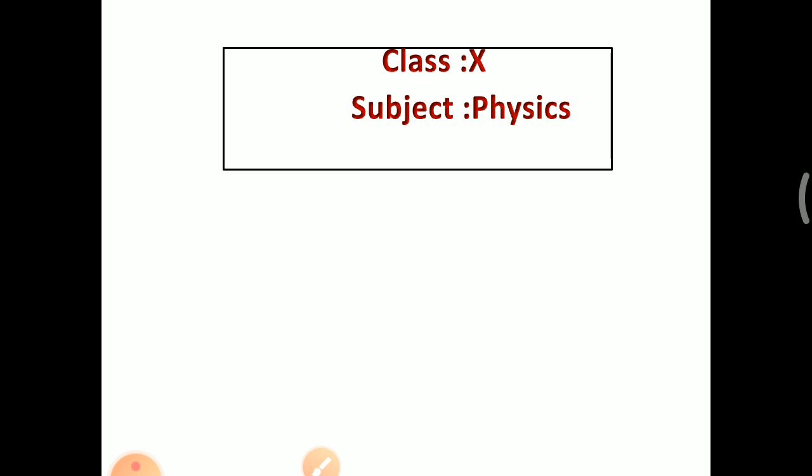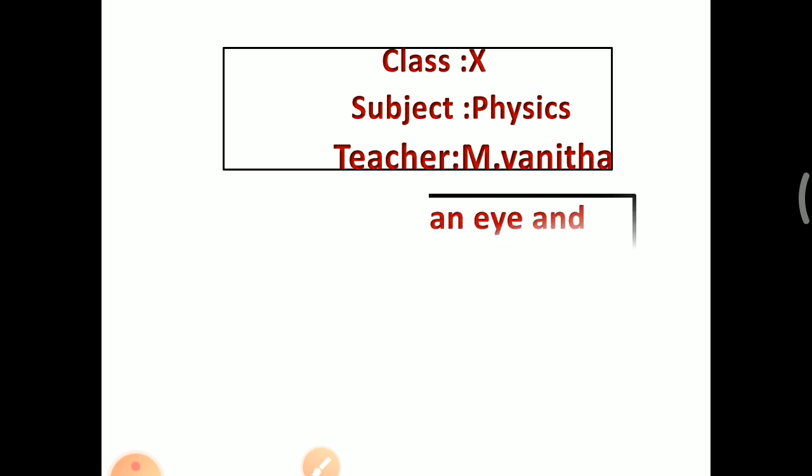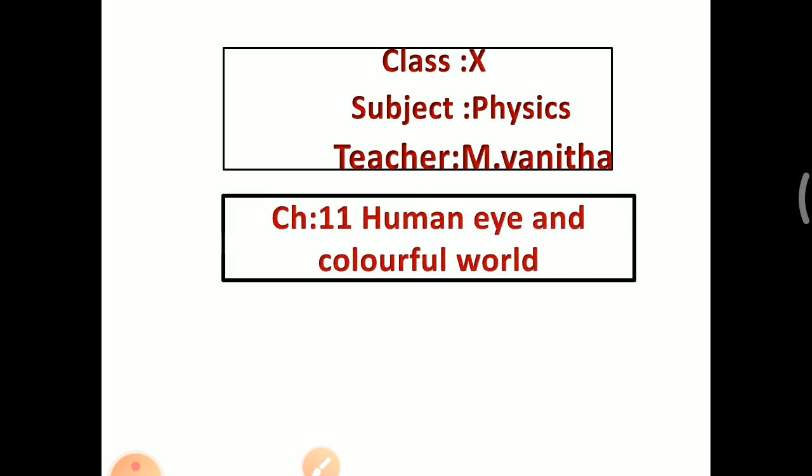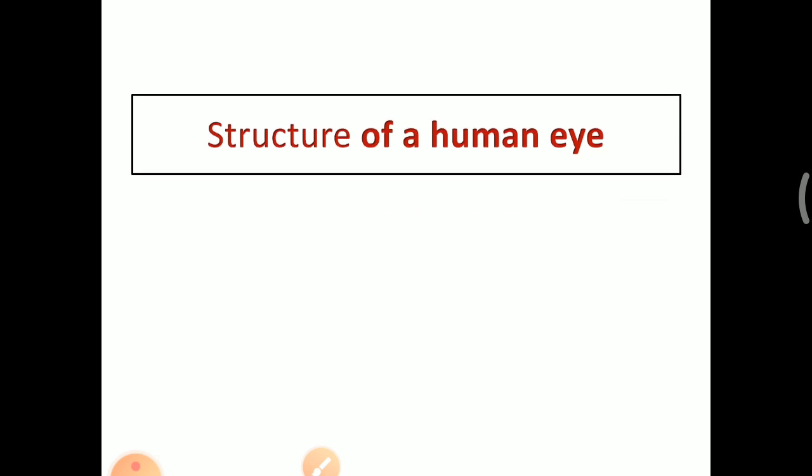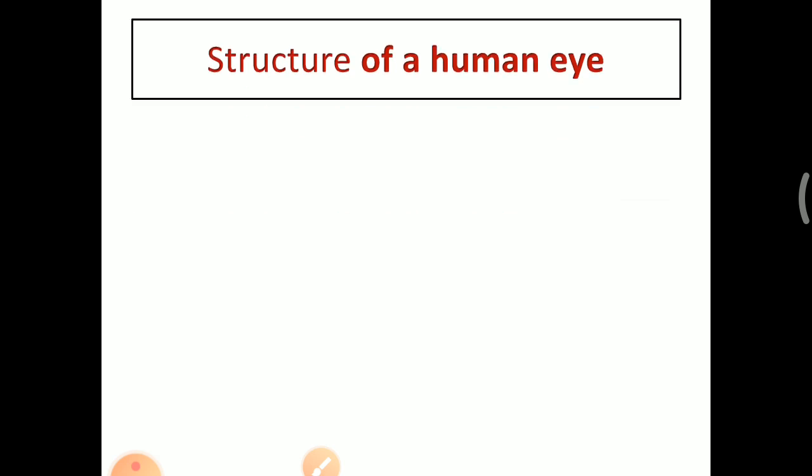Today, we are going to see the subject physics, class 10, chapter number 11, Human Eye and Colourful World. Today, I am going to discuss how to draw the diagrams in this chapter. The first diagram is the structure of a human eye.